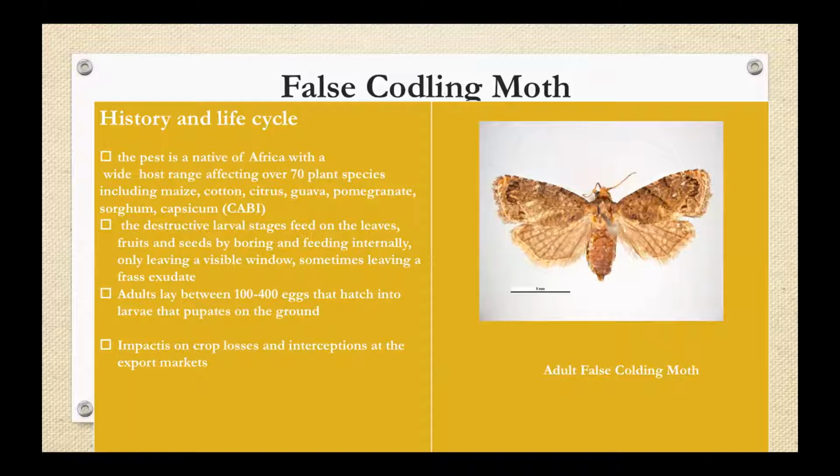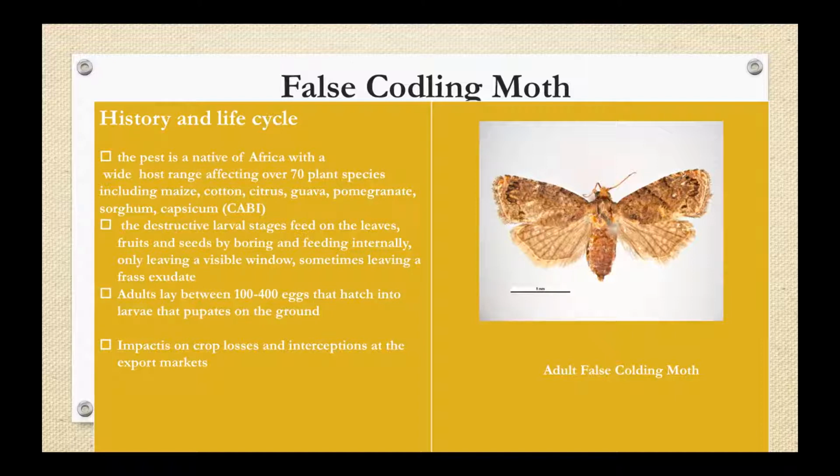Apologies for that. This particular pest is native to the African continent. And I did mention already that it affects so many plants. The larval stages are the ones that are very destructive. They bore and feed internally. They can leave a visible feeding spot, particularly if you check capsicum fruits that have been devoured by false codling moth larvae. You see a visible window. Sometimes they also leave exudates, which is called frass.